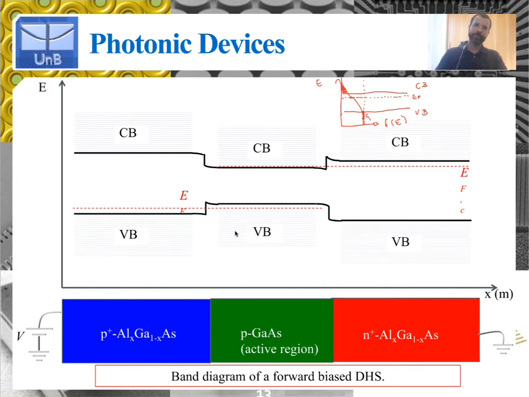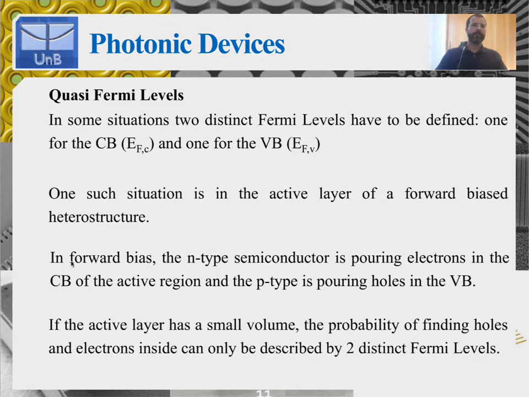So in this situation, we need to define two Fermi levels. This is an exceptional situation where we need two Fermi levels, one for the conduction band where you have lots of electrons, and one for the valence band where you'll have lots of holes. So again, if you forward bias the double heterostructure, the N-type semiconductor is pouring electrons into the conduction band of the active region, and the P-type material is pouring holes into the valence band.